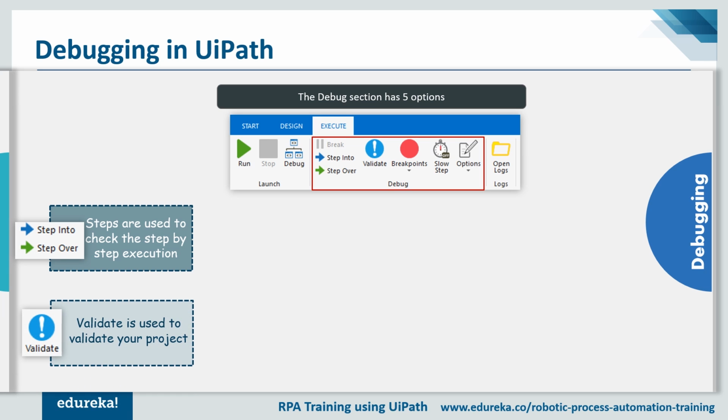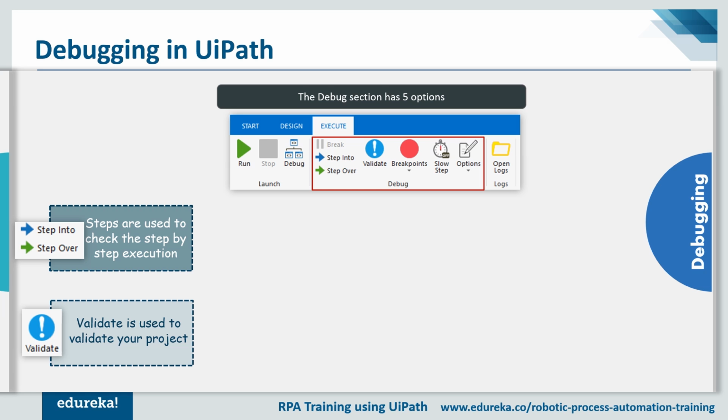Moving on to the next option that is present, that is validate. Validate is basically used to validate your project. With this button, you can make sure whether you have errors in your project or not. Whenever you choose this option, it will check the automation for any errors, and if it does have any errors, then it will return those errors to you so that you can debug them, right? Now how do you debug those errors? Well, I'll tell you when we move on to the hands-on part.